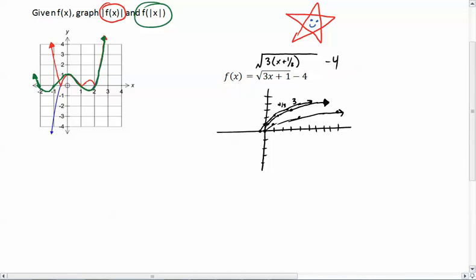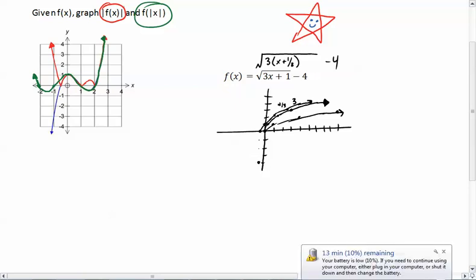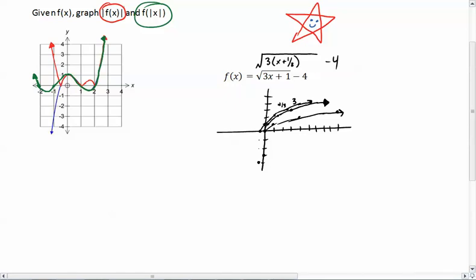Now I need to shift it down 4 spaces. So down 1, 2, 3, 4. This one down 1, 2, 3, 4. Oh, got it. This one down, that's just to the left of the 3. So down 1, 2, 3, 4. So about right there. And so we've got this graph that looks something like this. All right. And at some point it'll probably cross, but I'm not going to worry too much about that at this point because my focus is on the moduluses here.